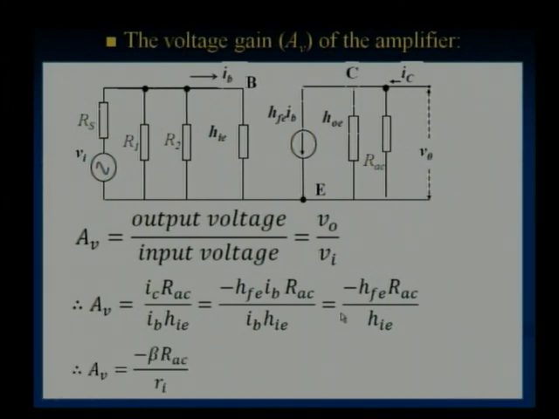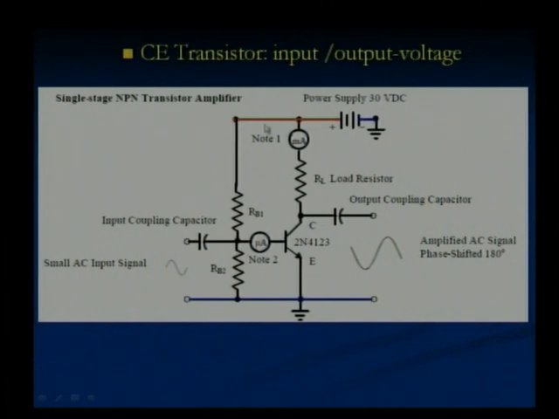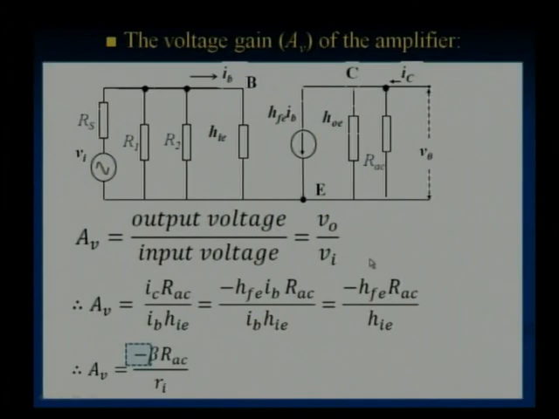Now what does this minus sign represent? It indicates that in common emitter mode, input and output signals are out of phase. You can see in this figure that if the input is like this, then the output is like this. So they are 180 degrees out of phase, and this minus sign just indicates that.